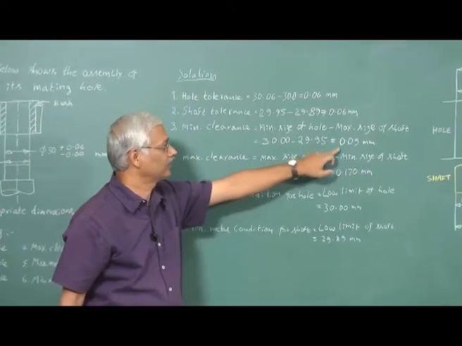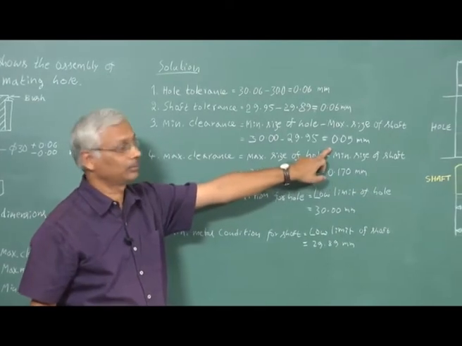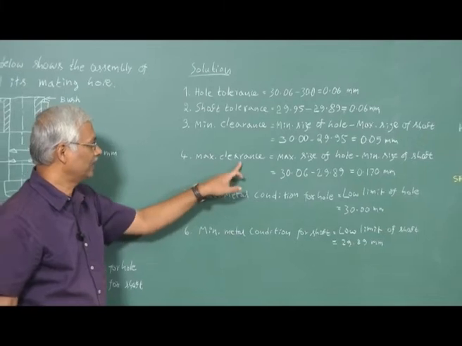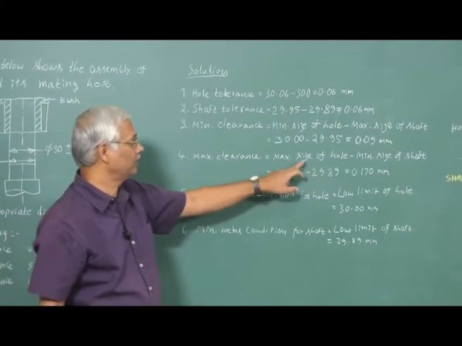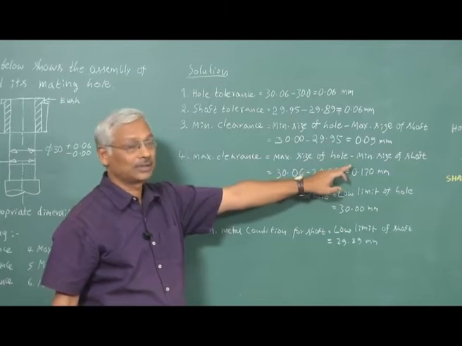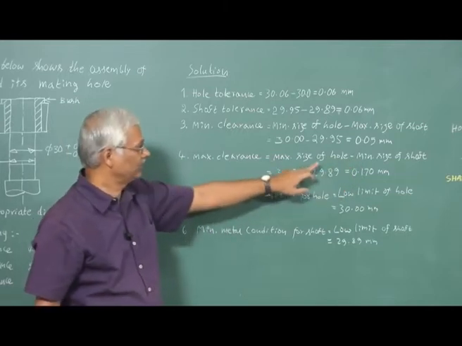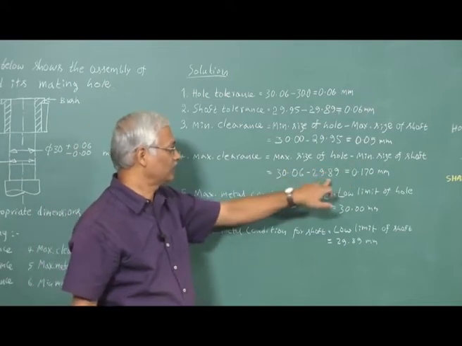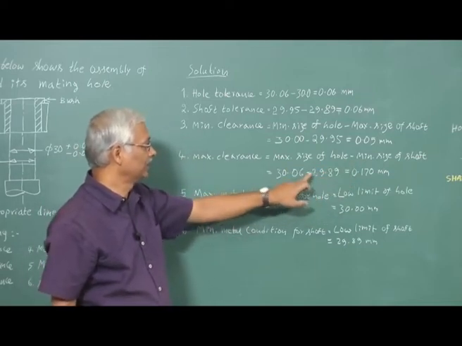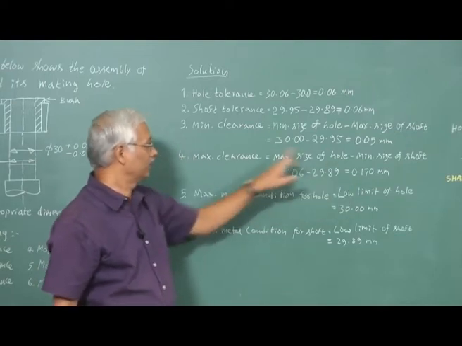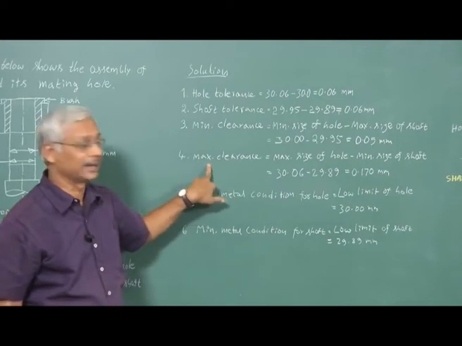The difference gives us 0.05 millimeter, and then maximum clearance is equal to maximum size of the hole minus minimum size of the shaft. So maximum size of the hole is 30.06 millimeter and minimum size of the shaft is 29.89 millimeter. The difference is 0.170 millimeter is the maximum clearance we get.